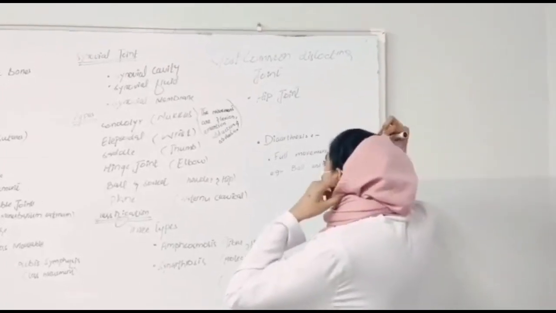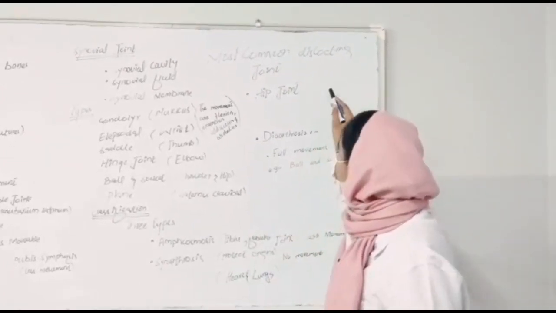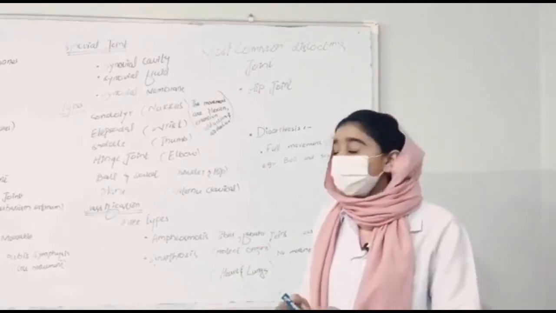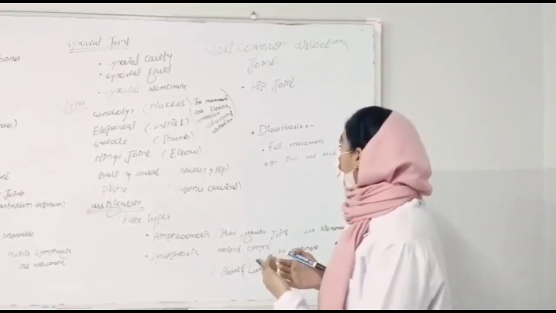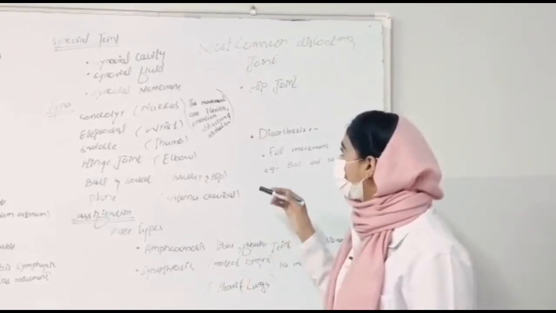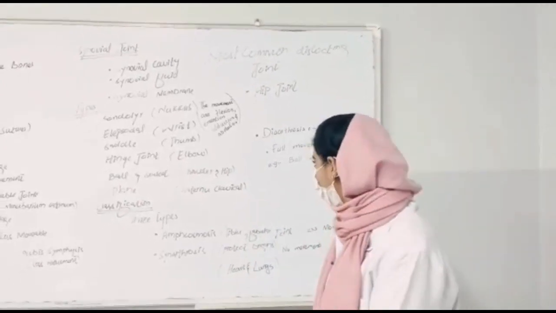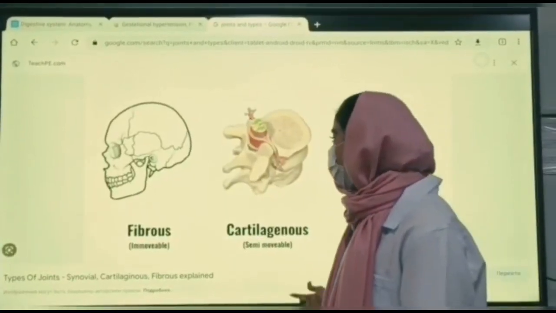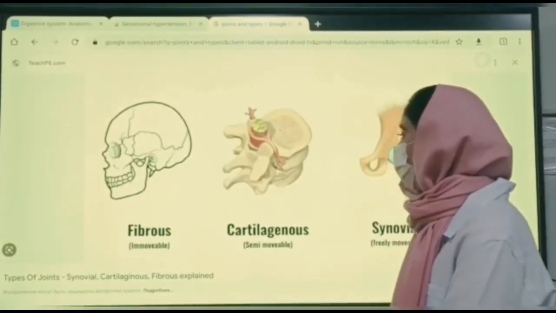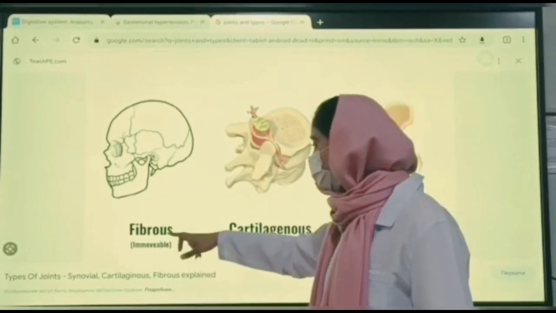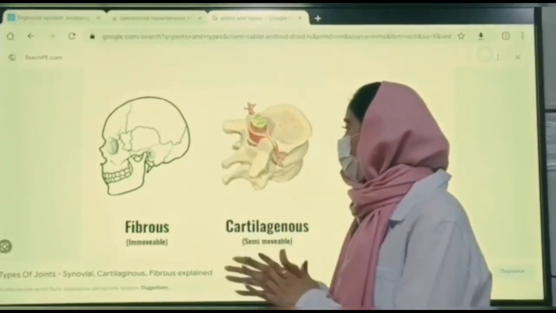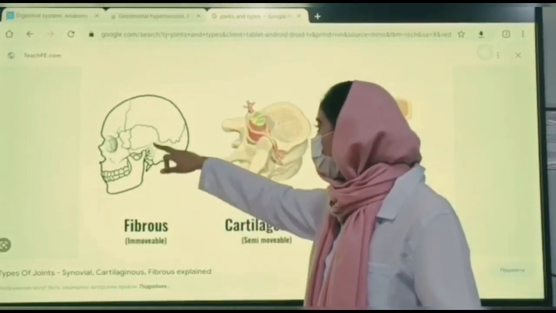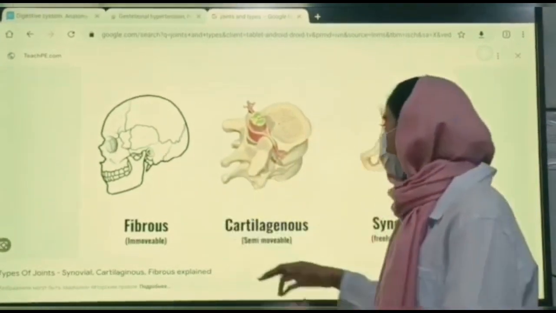And then we discuss the most commonly dislocated joint. The most commonly dislocated joint is the hip joint, which is common in children at the age of 5 years. We can see the difference between three types of joints. Fibrous joint is an immovable joint, with sutures present in the human skull. You can see it in this diagram.